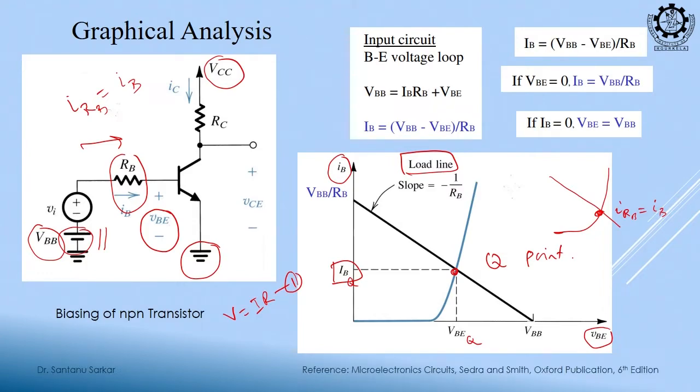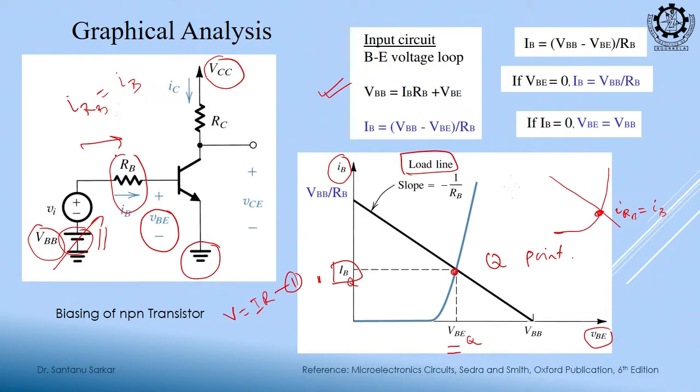Okay. So, where we will bias? We will make this voltage fixed at this voltage. We will make this VCC such that this IB and IC value is fixed at this point. This is the meaning of DC biasing.